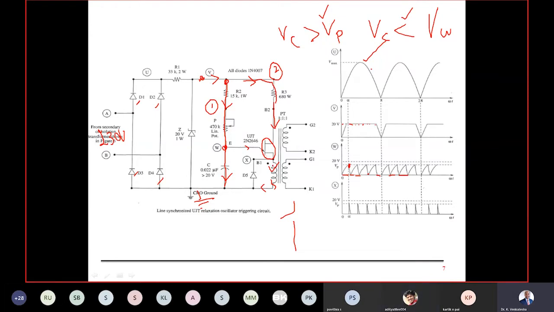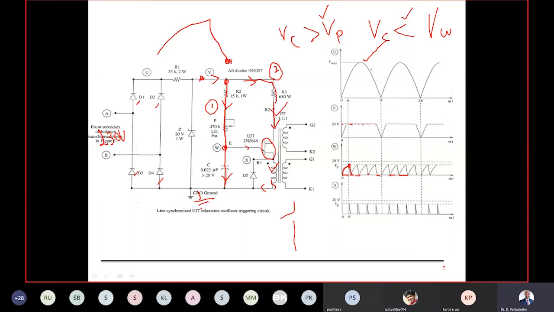Now what will happen when the capacitor voltage tries to reach the peak voltage, correct? When the capacitor voltage is greater than the peak voltage, the UJT will be turned on, then the discharge takes place, right? The capacitor starts discharging. At the same time, the main current will flow through path 2 because the UJT is turned on. And again, when the capacitor discharging reaches the valley voltage, the UJT will be turned off.